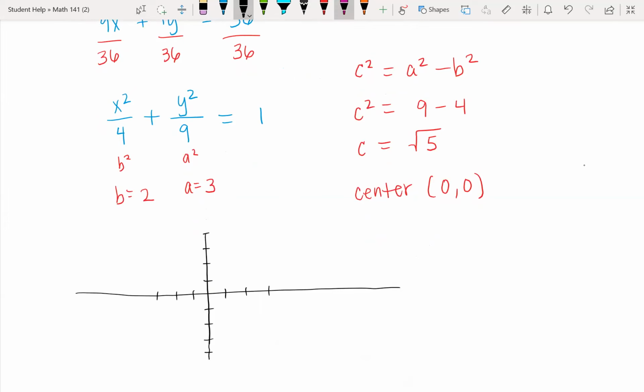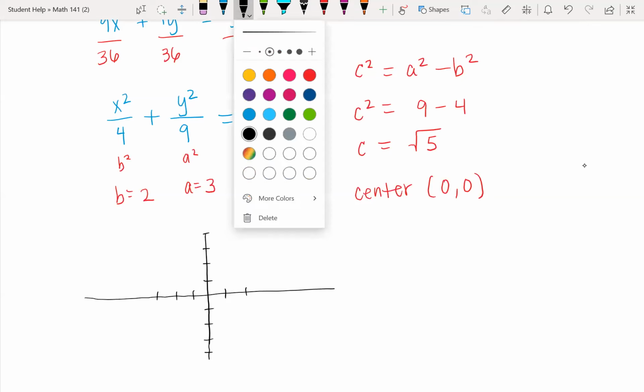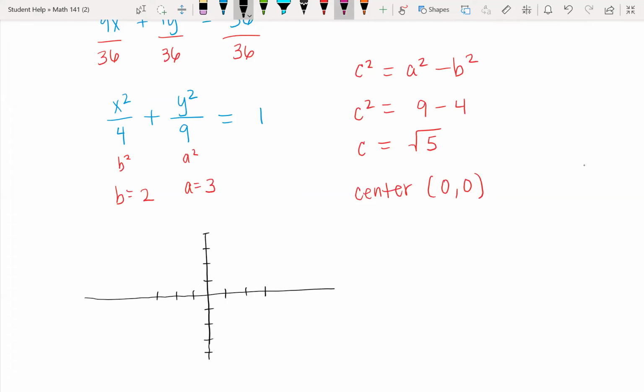On the minor axis, which is going to go left to right, we'll go out 3. Oh, no. On the minor axis, we're going to go out 2, right? 2 in each direction. Sorry. So we're going to go here and here. And then on the major axis, we're going to go out 3 here, here.